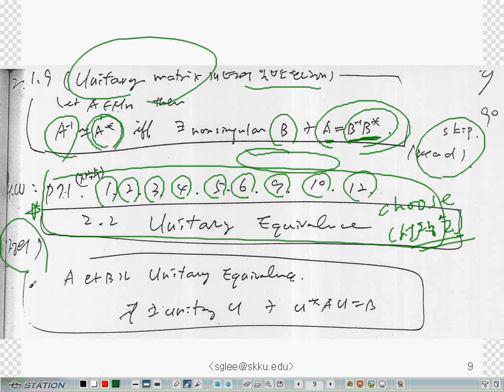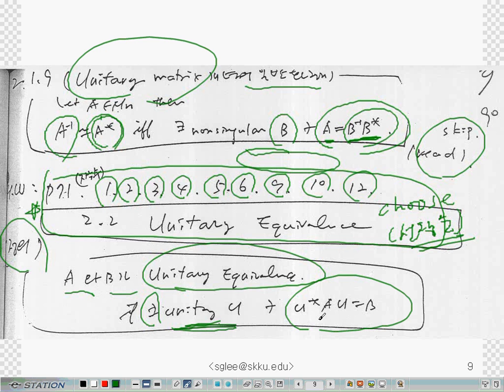Okay, next definition. A and B are unitarily equivalent if there exists a unitary matrix U such that U star A U is equal to B. That's the definition of unitary equivalence.